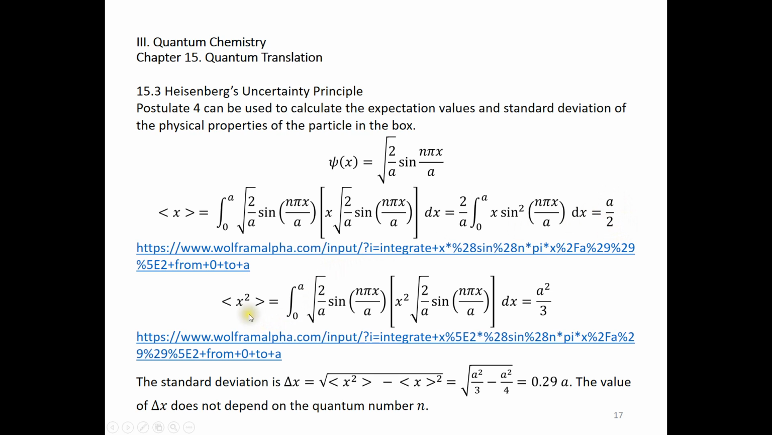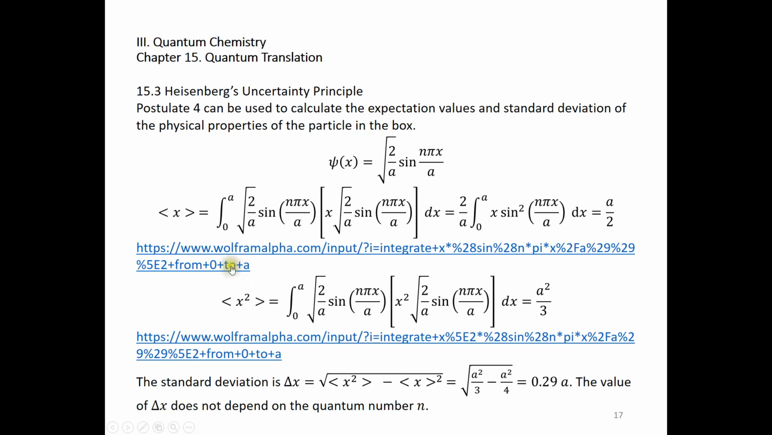Now let's look at the average of x squared. So again, we'll just integrate this. This is the psi star, the complex conjugate of the wave function, and then the operator is x squared applied to psi. So integrate this. I used Wolfram Alpha again. I got a squared over 3. This is really a non-trivial calculation.